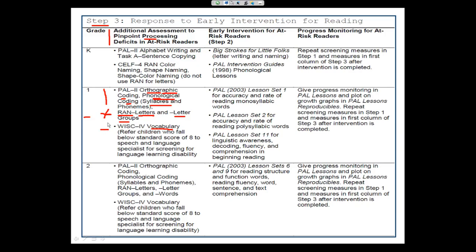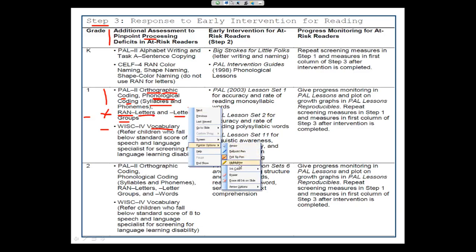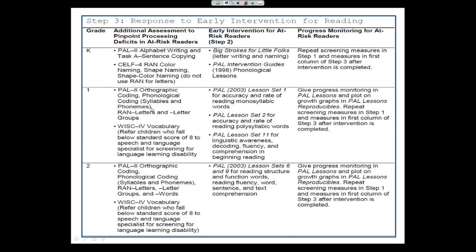But let's say you administer maybe orthographic coding, phonological coding, rapid automatic naming of letters, and you find that the 4 individuals are in fact struggling with both the orthographic as well as the phonological. The early intervention for at-risk readers, we list right here all of the lessons that would be appropriate to help individuals to perform more effectively on orthographic coding, phonological coding, and to do so fluently.